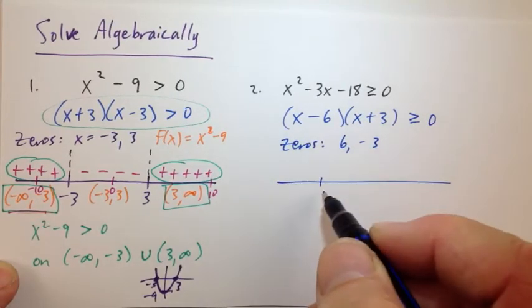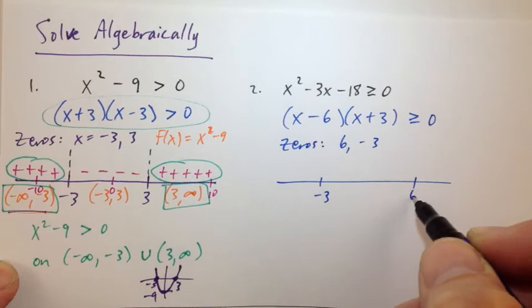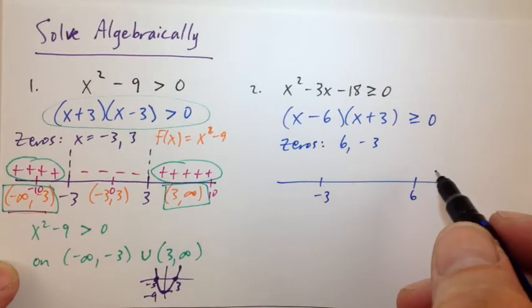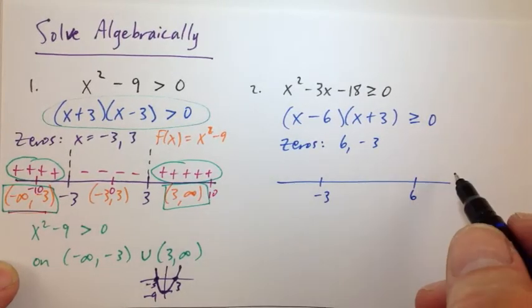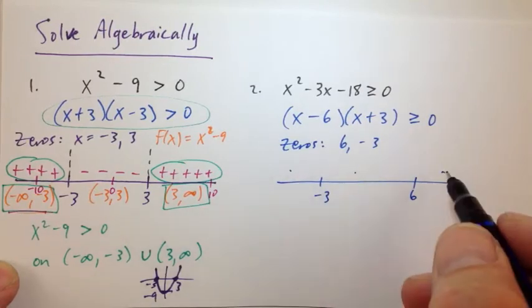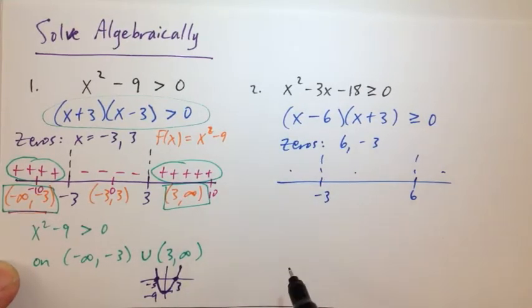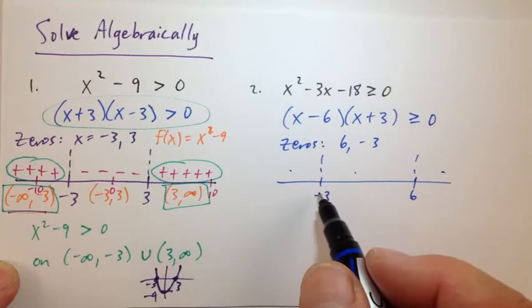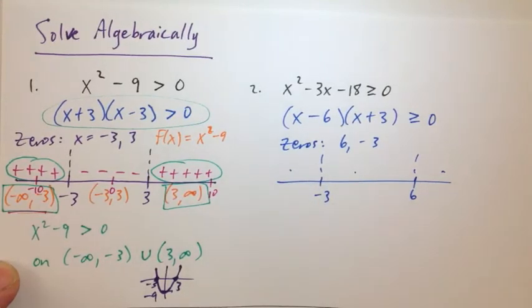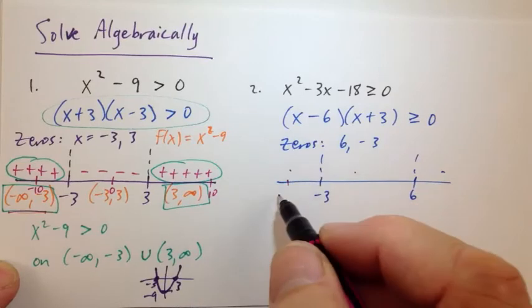Those are the values we place on our number line, breaking up our domain into 1, 2, 3 intervals. We can see they're separated by the negative 3 and the 6. So the first interval from negative infinity to negative 3, we're going to pick a test value of negative 10.